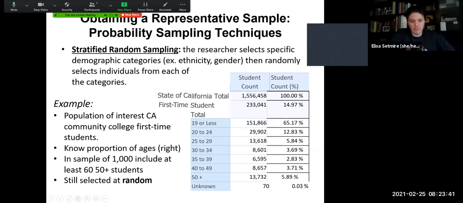We want to know the proportion of ages, which we have right here. In a sample of at least 1,000 students, we want to include at least 60 students aged 50 plus. So we want to at least have 60 people in the 50 and plus category. We're still selecting them at random, but we're targeting a specific demographic category. We're stratifying the data a little bit more and then randomly selecting within that stratified information.